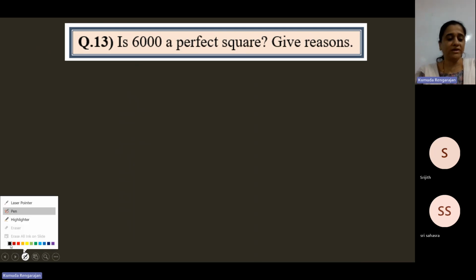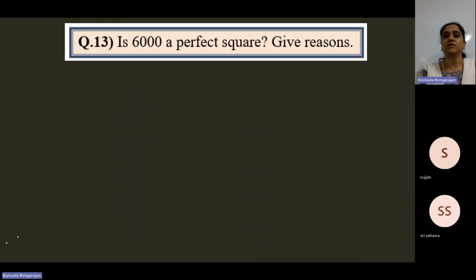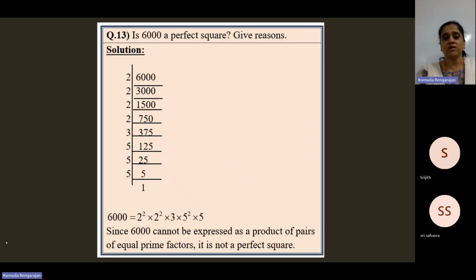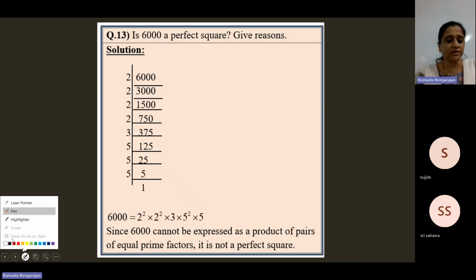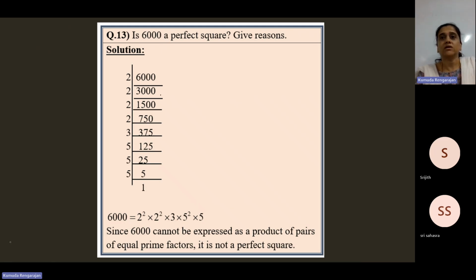Yeah, may or may not be. If a number ends with an even number of zeros, it may or may not be a perfect square. But if a number ends with an odd number of zeros, one zero, three zeros, five zeros, it cannot be a perfect square. So how do you justify that? By working. It's like this.